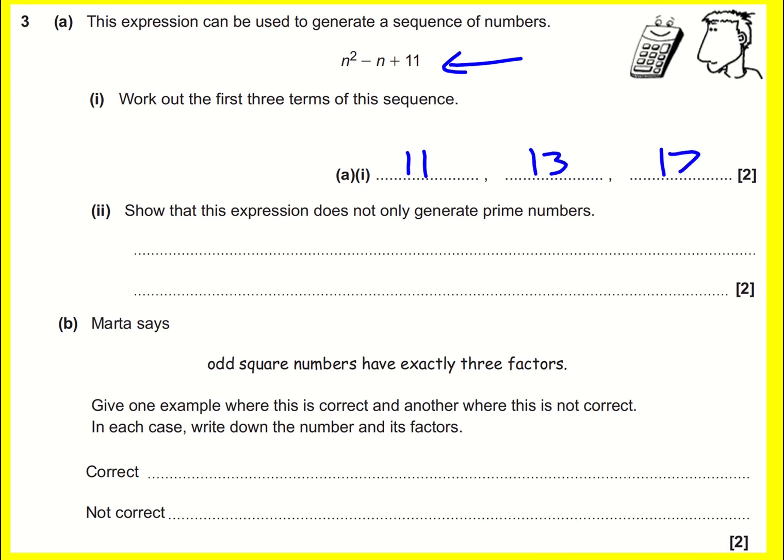Just to check, without a calculator, if I was to put 3 in, then I'd get 9 minus 3 plus 11, and that would indeed give me 17.